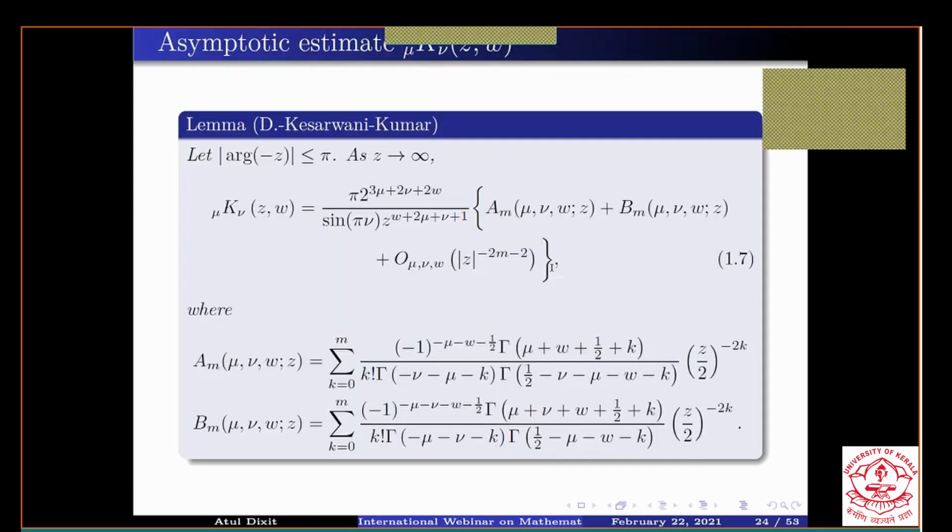Okay. To further analytically continue it, as I said, one needs the asymptotic estimate, at least for this mu k nu z comma w, our generalized modified Bessel function, and this is something that we obtain.